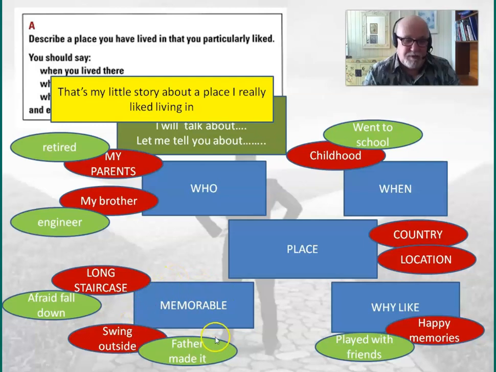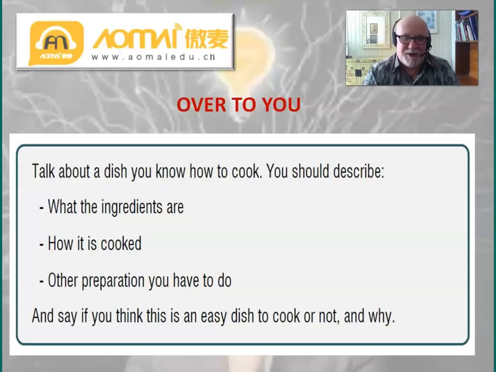Why was it memorable for me? Well, I was scared of the long staircase, and I really liked the swing that my father made. Why did I like it? Well, it has very happy memories for me. And then, did I conclude? The examiner has put 7 ticks. And unless my English was particularly bad, I'll get a good score. Right. You bet I will.